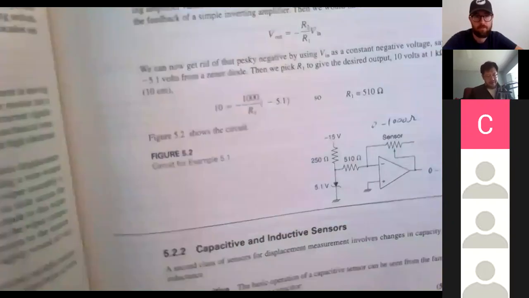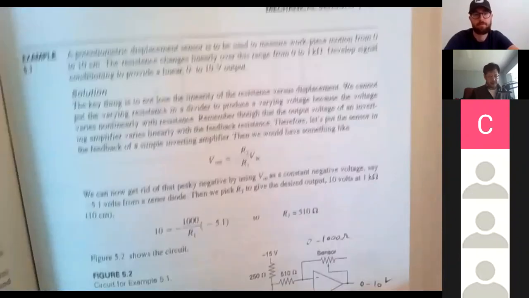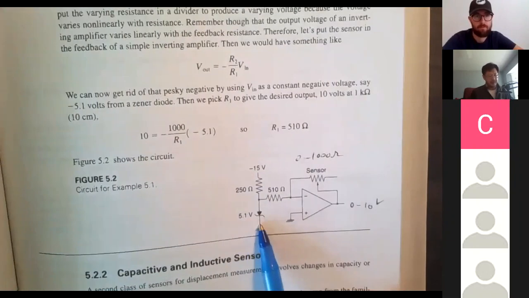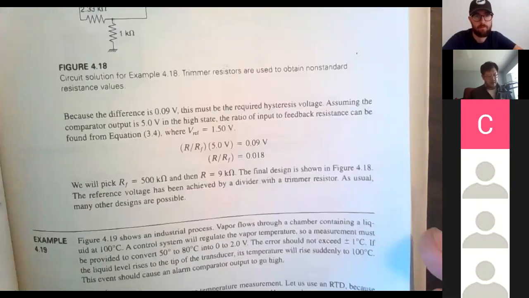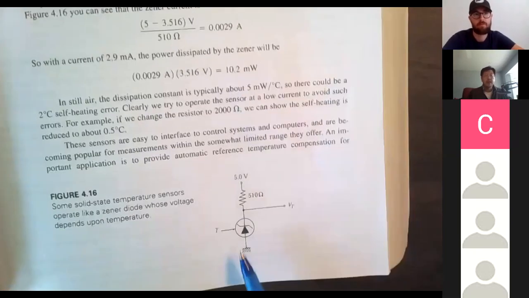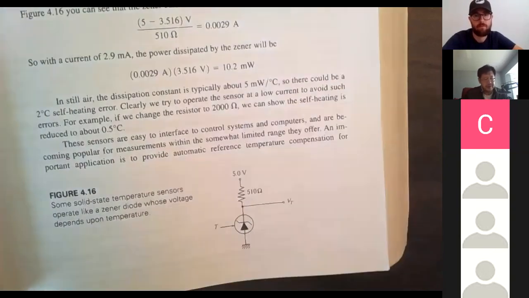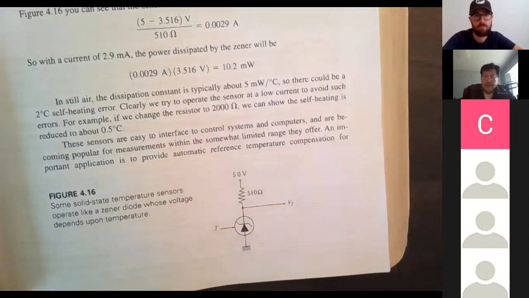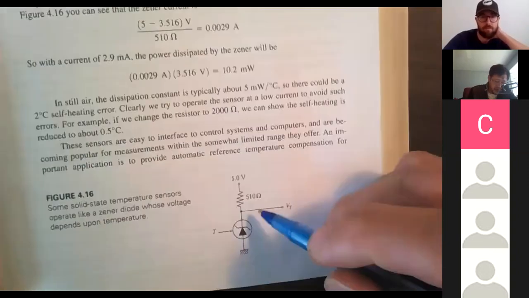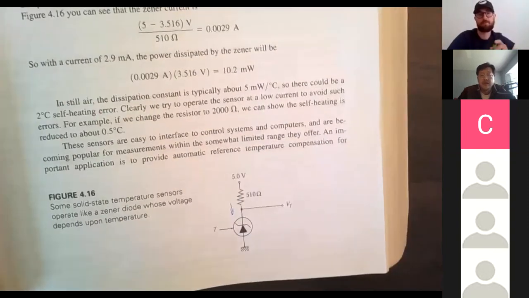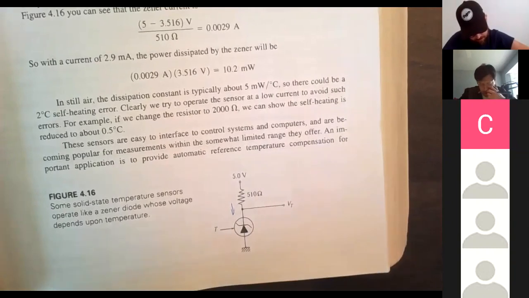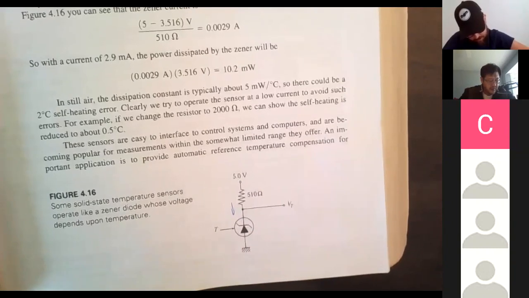So solid state, this will be an example of solid state. That will be your temperature sensor right there. It's a diode. Another solid state. Yep, so that's a solid state temperature sensor. The current will change when temperature changes. Or you can say the resistance changes. Generally, we say current or resistance.